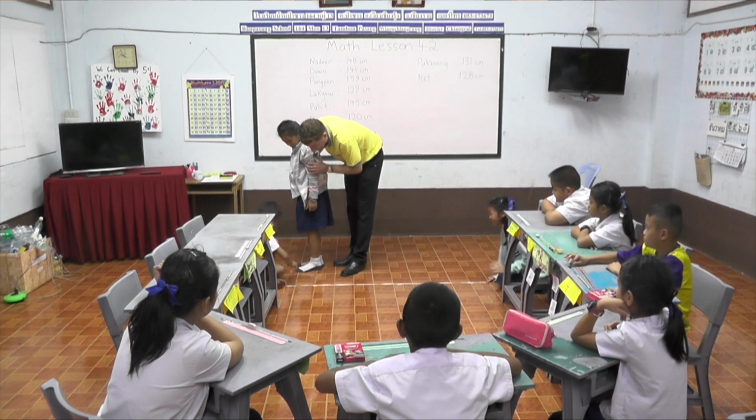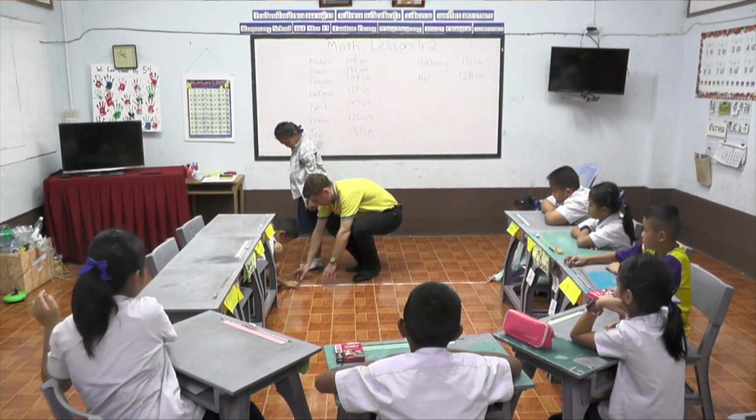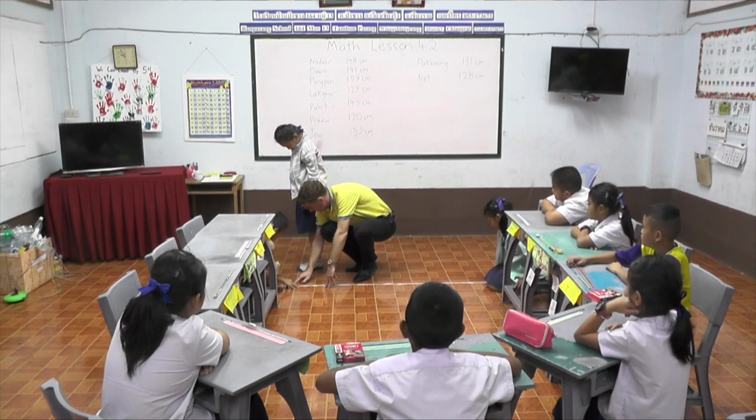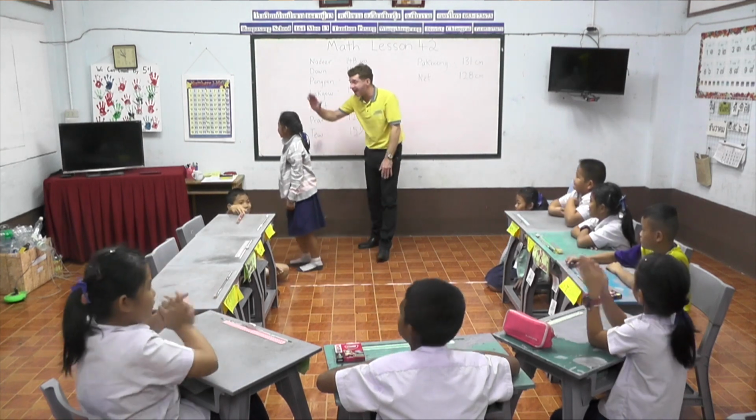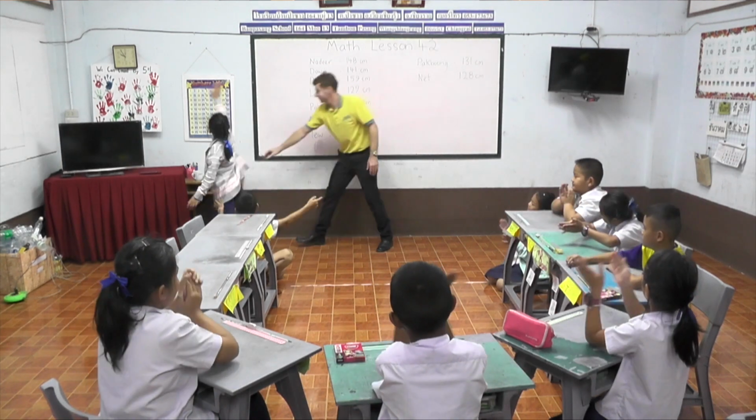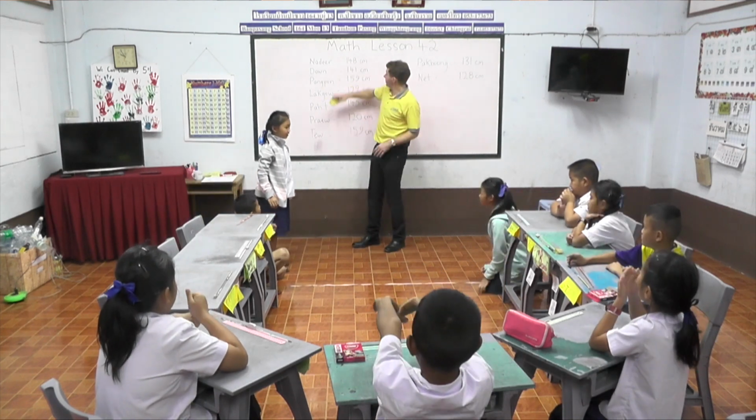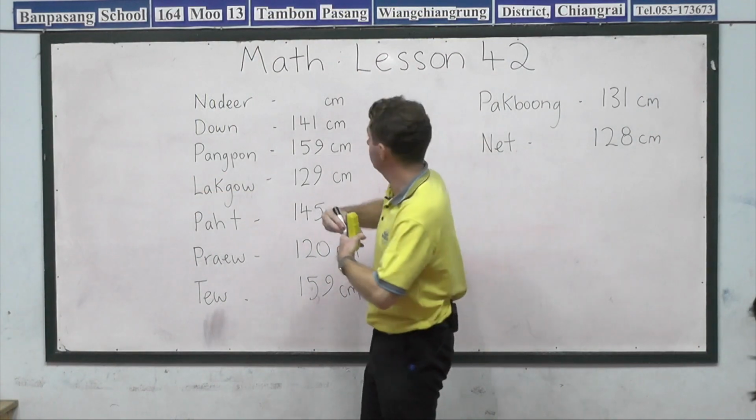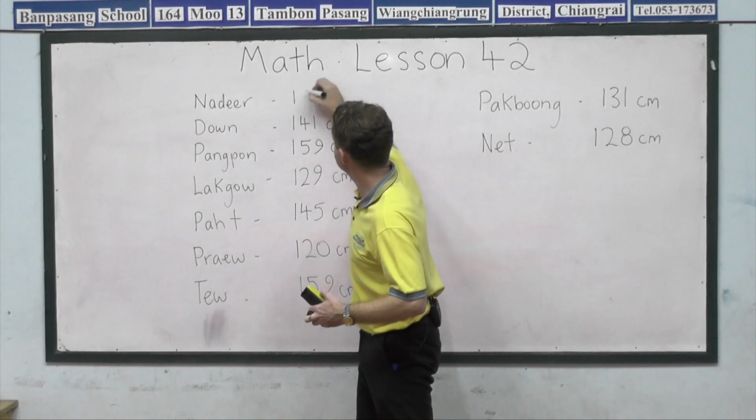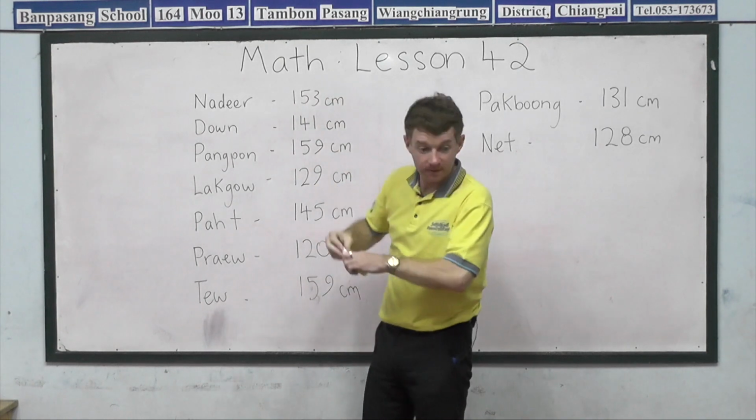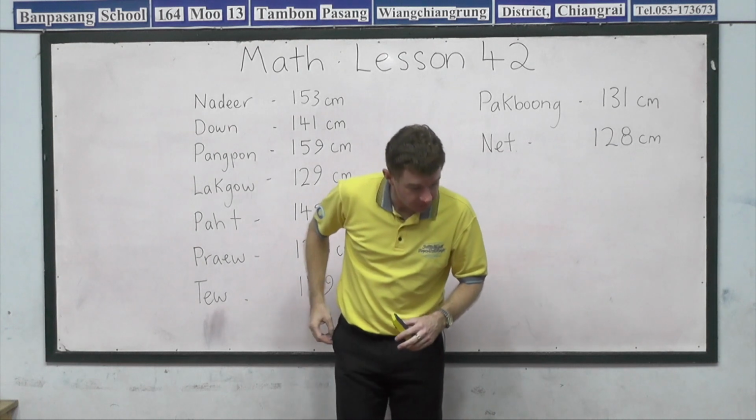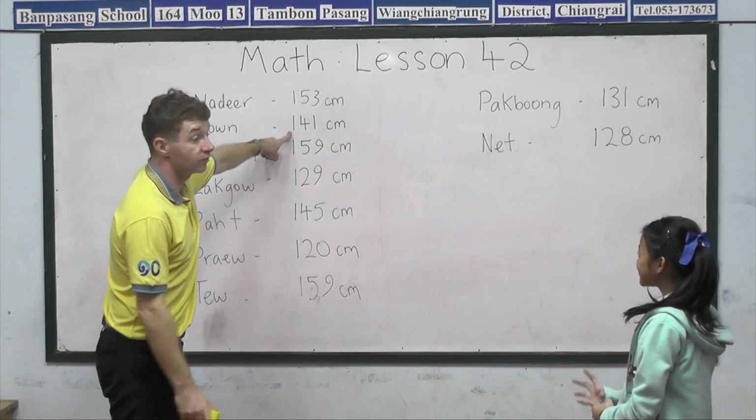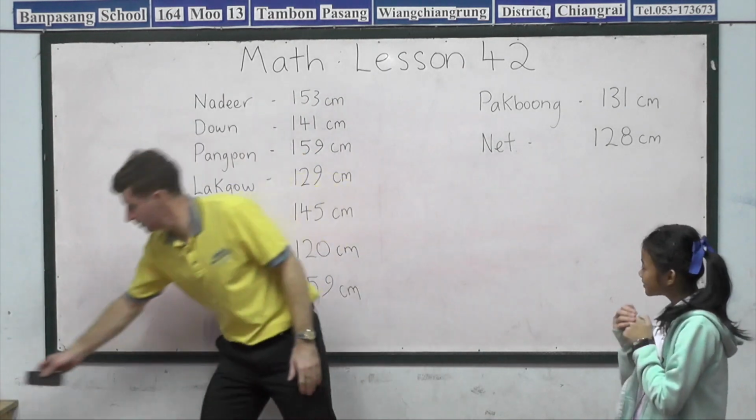Okay, so we need the ruler, it's longer. 153. Excellent. So Nadia, high five. So now, Nadia, we will rub out 148 because Nadia got to 153. That's it from there, yes. So down, you have 141 centimeters to beat. Are you ready?